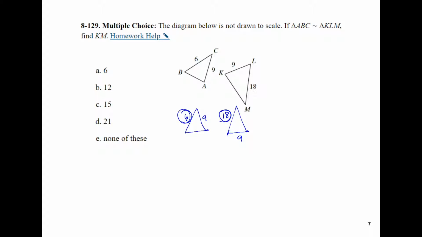So if I multiplied by 3 and I was looking for line segment KM, which would be here, 9 times 3 would be 27, which is none of these choices.